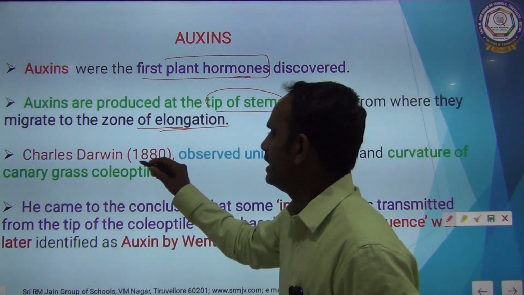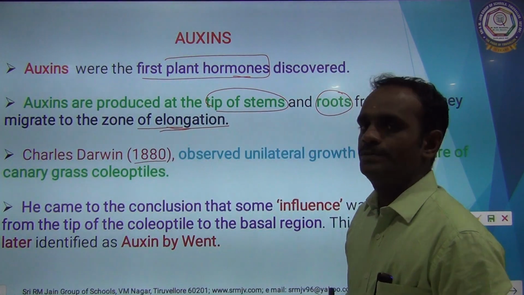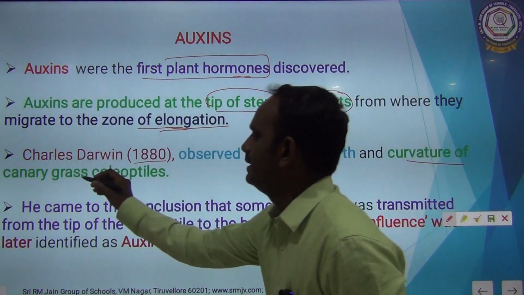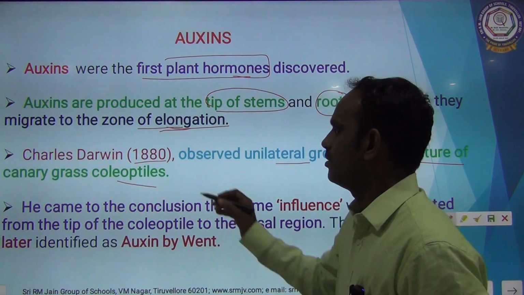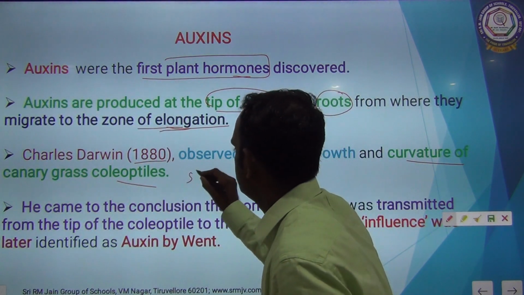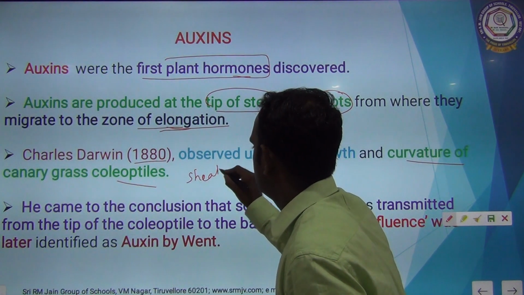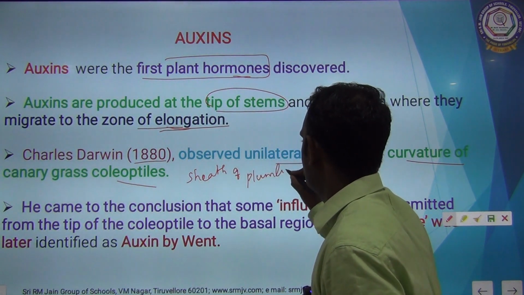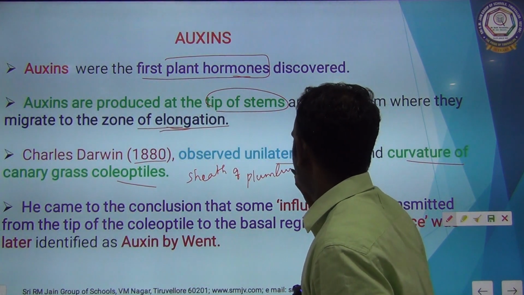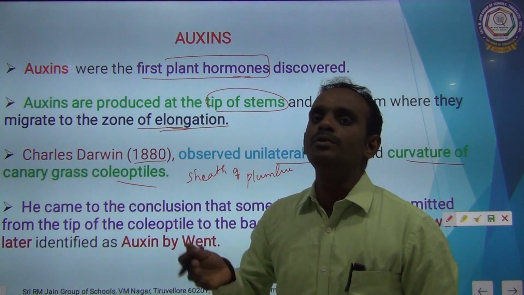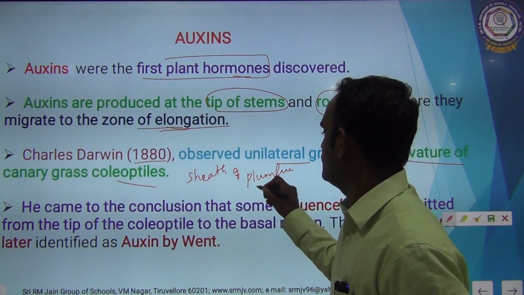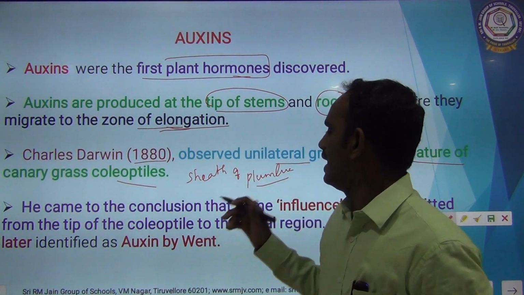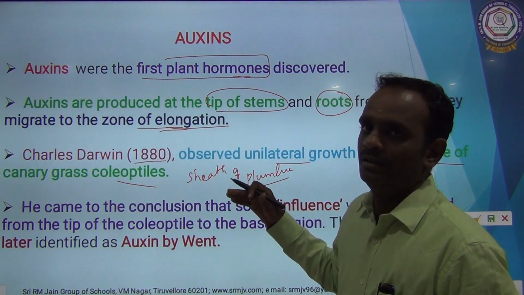Charles Darwin in the year 1880 observed unilateral growth and curvature of canary grass coleoptiles. Coleoptile is nothing but a sheath of the plumule. Plumule is the initial stage of the shoot system, from where the stem is developed.